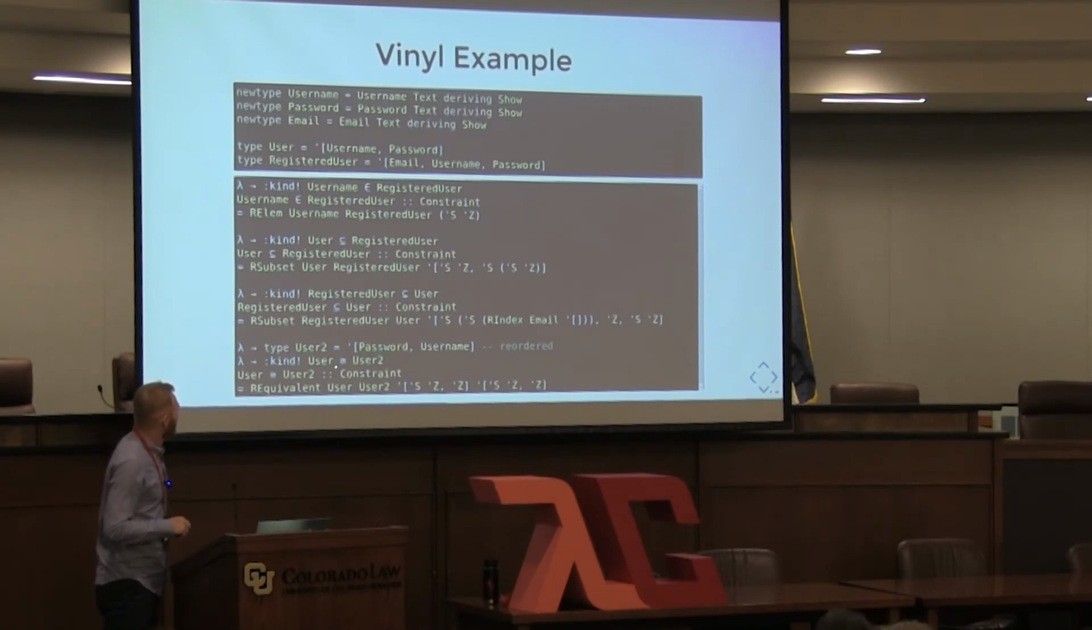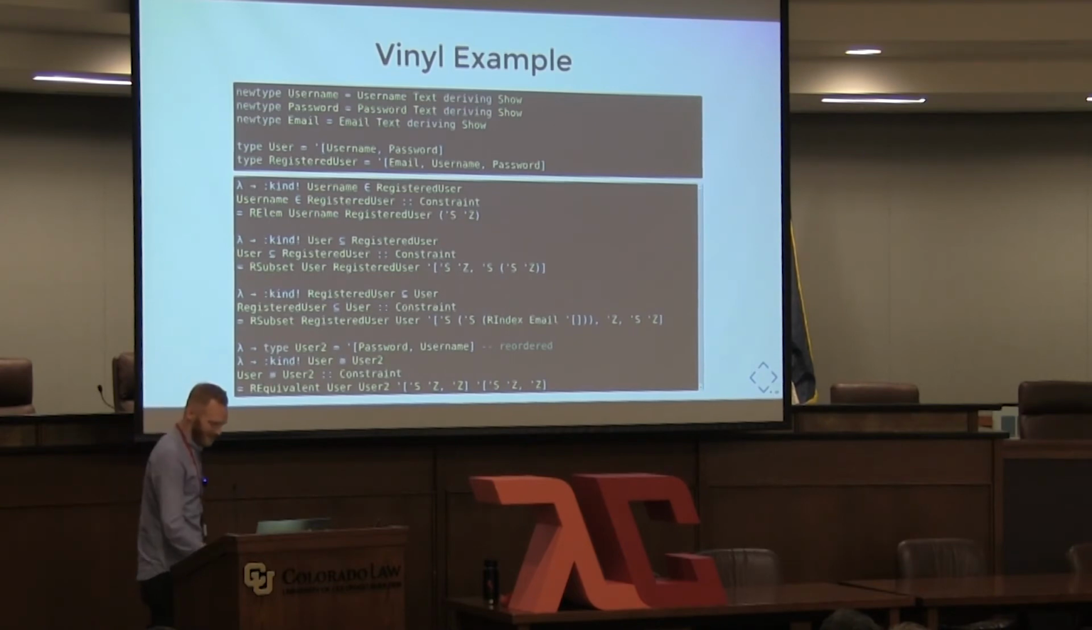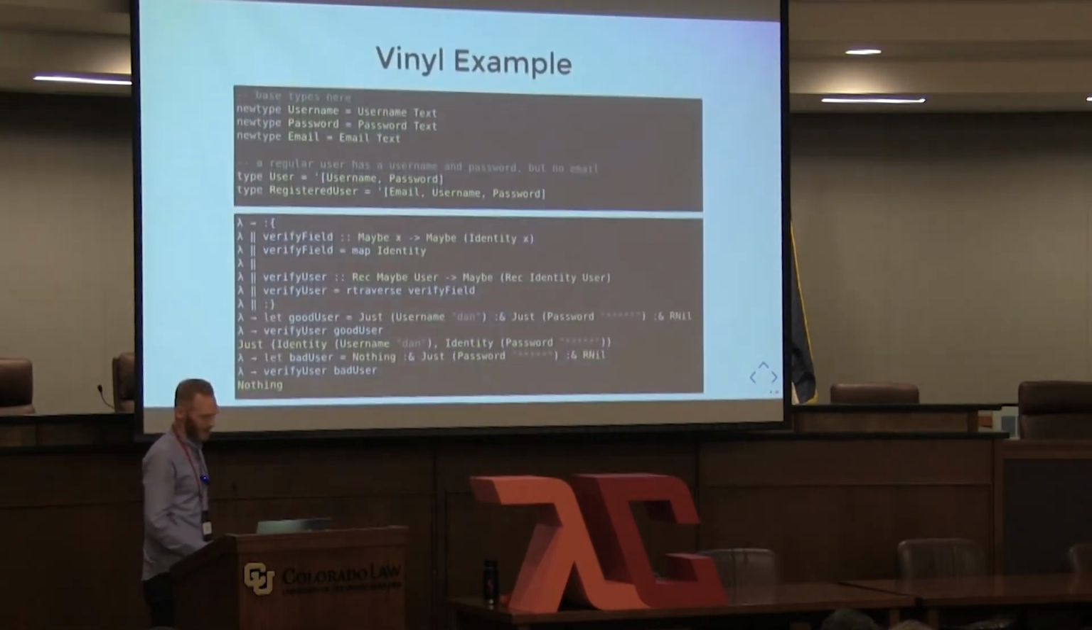And then finally, we have our congruency operator. So we just reorder the fields in user to be password first, and then username. And the equivalency type just says user and user2 are equivalent. It says that the index of username in user2 is 1, and password is 0. And the index of password in user is 1, and the index of username in user is 0. So, it's hard. Okay.